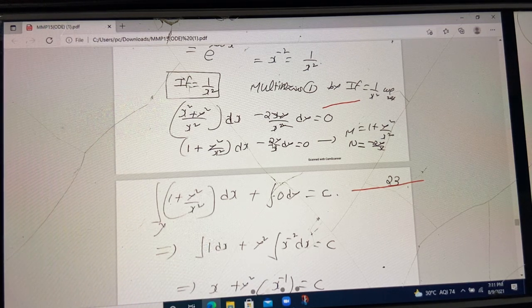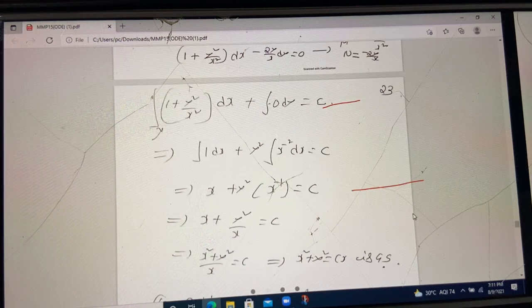Terms of n. Once it is exact, how to integrate? Integral of m dx, regarding y as constant, plus integral of terms of n not containing x, 0 dy, is equal to constant. So 1 dx is x, y² into x^(-2) dx. There is no term of n not containing x. So you get x, y² times x^(-1)/(-1), x^(-1) is equal to c.